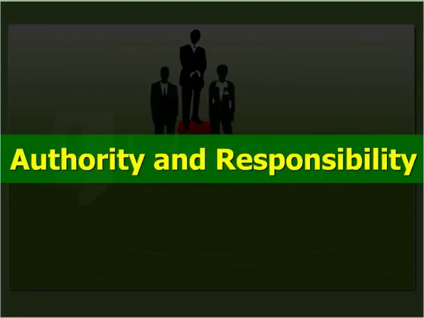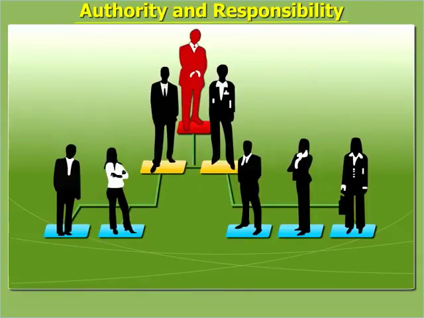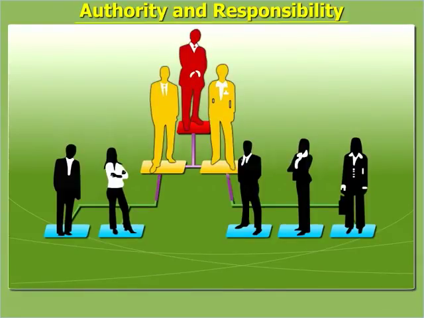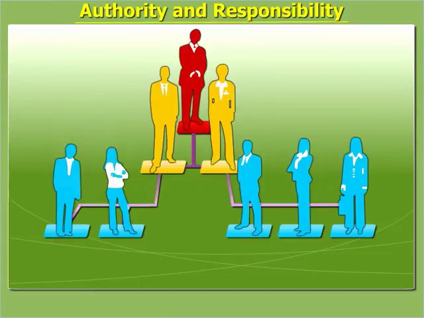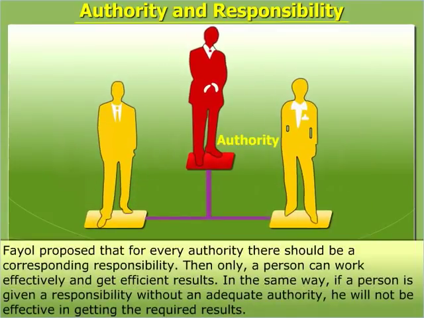Fayol's second principle of management is authority and responsibility. Authority is a power or right, generally because of rank or office, to issue commands and penalize for violations. Responsibility, on the other hand, is the outcome of authority. Fayol proposed that for every authority, there should be a corresponding responsibility.